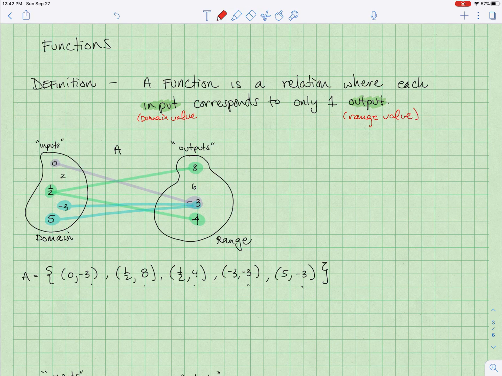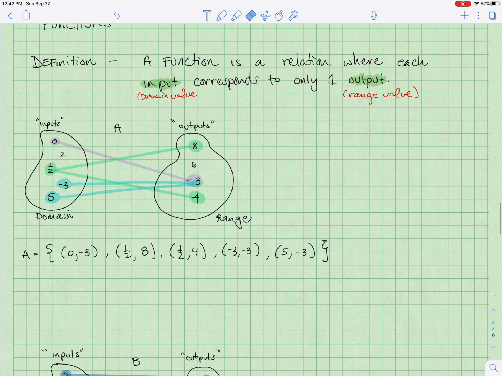The first thing that we looked at was this kidney bean blob diagram, which took the inputs from the domain 0, 2, 1/2, negative 3, 5, and mapped them over somehow by some rule over to the outputs we have on the right side, our range. And we had represented that as a collection of ordered pairs. So how can we find out whether or not this is a function just by looking at our ordered pairs or the kidney bean blob diagram? Well, the definition says specifically that each input has to correspond to only one output.